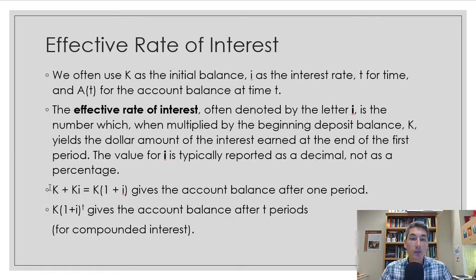Okay, so that means you can factor out the K, and then you get K(1 + I). So this is going to be a key idea in this class, the 1 plus I multiplied by the balance. That's your new account balance. Okay, and now after T periods, if it's compounded, then you'd have K(1 + I)^T, because you'd have K(1 + I) for the first year, then you could take 1 plus I times that, then you could take 1 plus I times that, and each time you multiply by 1 plus I, the exponent T tells you how many times to multiply by that.